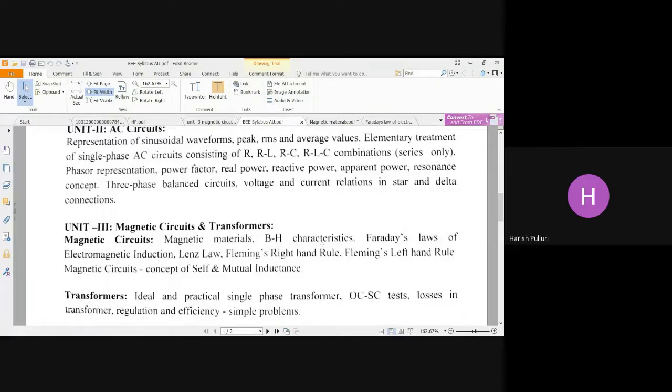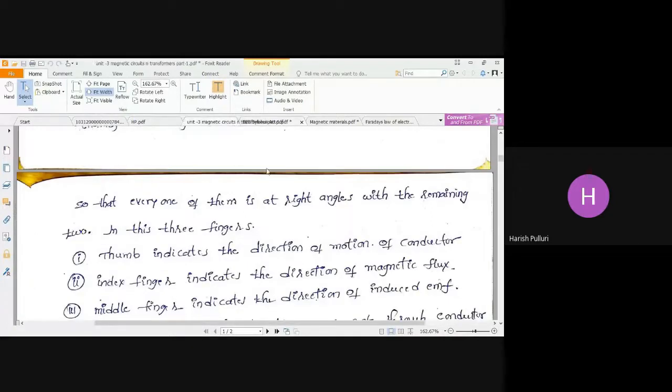But what is the difference between the left and right hand rules? Here is Fleming's left hand rule. I'll show you now. Generally, Fleming's left hand rule is used to find the direction in a motor.